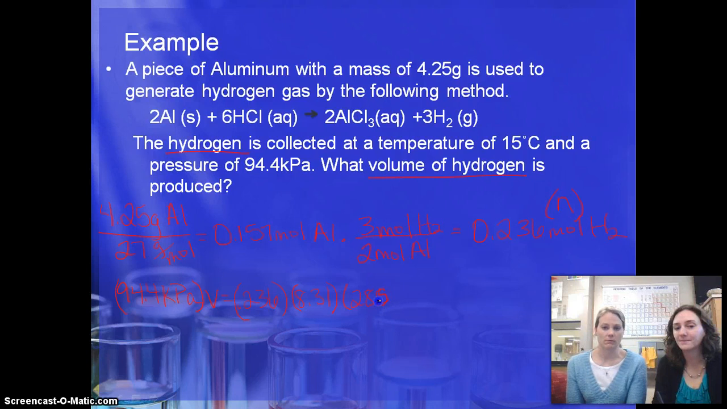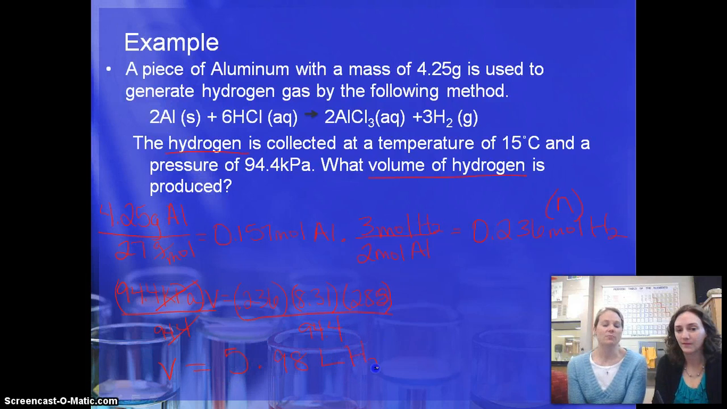All right, we've got to get V alone. So we're going to multiply by the T and then divide by our P so that we can get V alone. Plug it all in. Once we get that all plugged in, we get a volume of 5.98 liters of H2 gas.